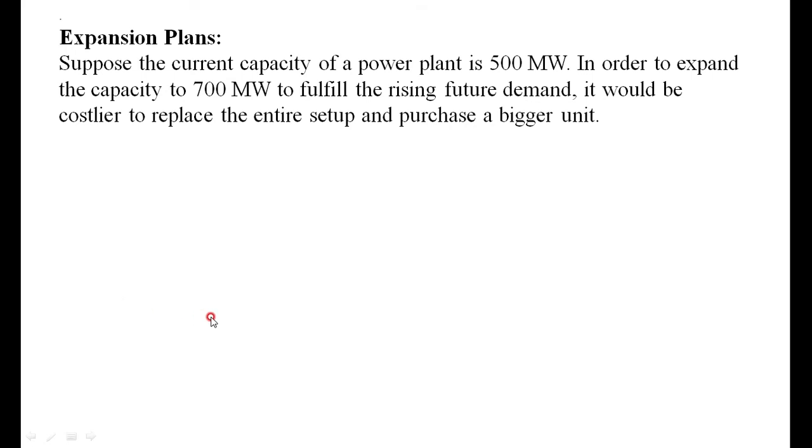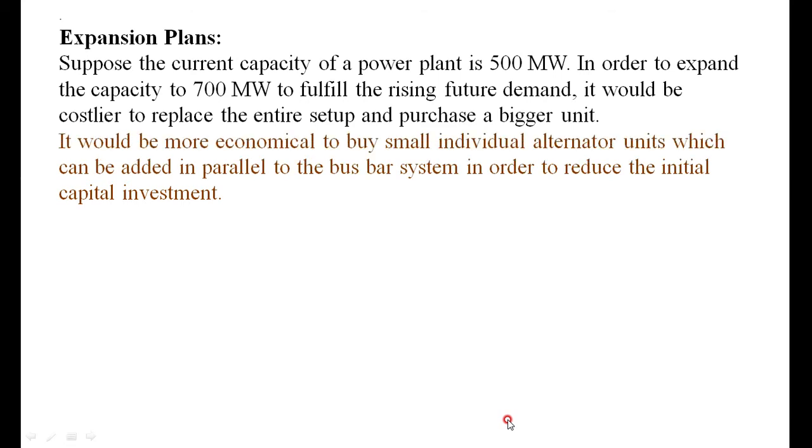Suppose the current capacity of the power plant is 500 megawatt. In order to expand the capacity to 700 megawatt to fulfill the rising future demand, it would be costlier to replace the entire setup and purchase a bigger unit. Therefore, if smaller units are connected in parallel, as and when there is an increase in the load, that can be met by adding smaller units in parallel.